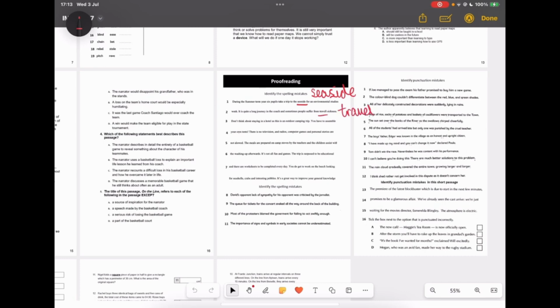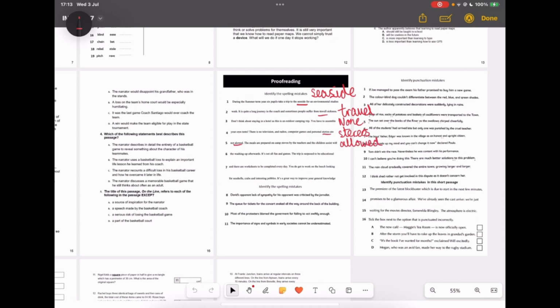Travel. 3. Don't think about staying in a hotel, as this is an outdoor camping trip. You'll have to assemble... This one has no spelling mistakes for this one. 4. Your own tents. There is no television and radios, computer games and personal stereos. Stereos is incorrect, so S-T-E-R-E-O-S are not allowed. Allowed should be spelled as A-L-L-O-W-E-D.